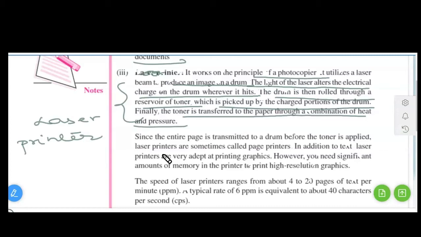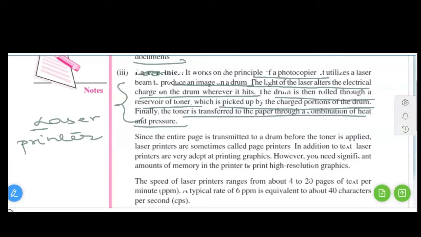Just go through this. And then what was there in the dot matrix printer? It was working character by character. Inkjet printer used a special kind of ink, and it used to print line by line. So we had another name for inkjet printer, that is line by line printer.